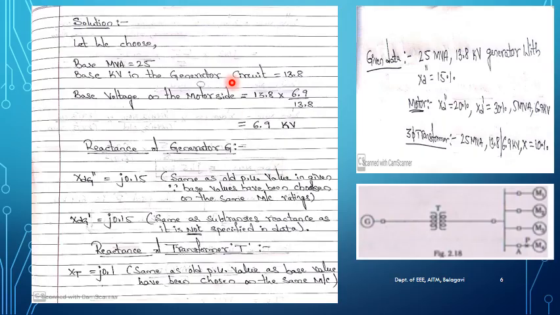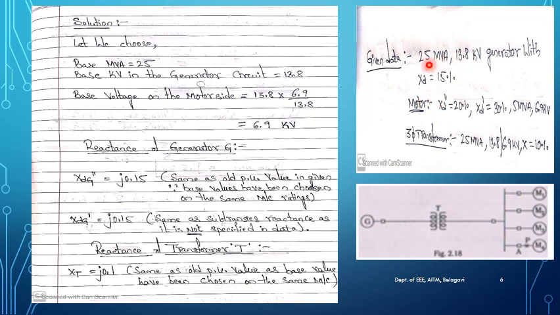Okay, similar to the various problems we solve, the first thing is what? We need to choose the base value. So now let us consider the base value, base MVA as 25 and base kilovolt of the generator, which is already given, 13.8 kilovolt. So these are the given data of the generator.